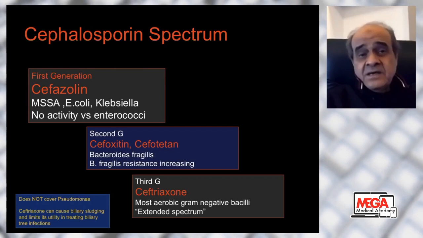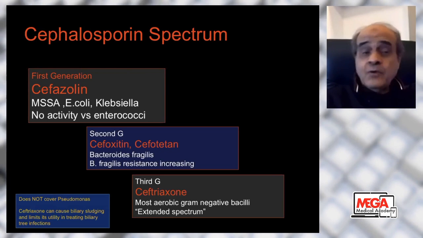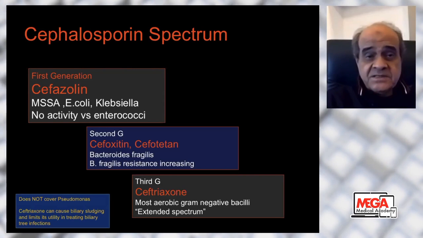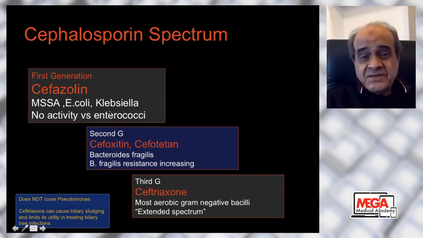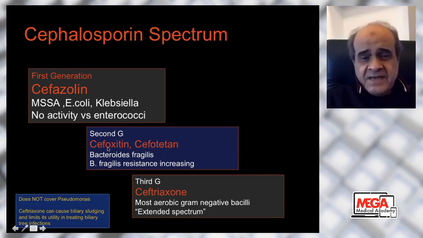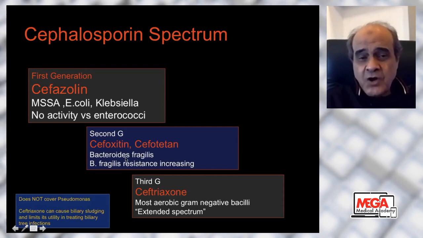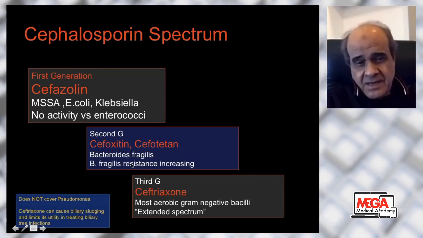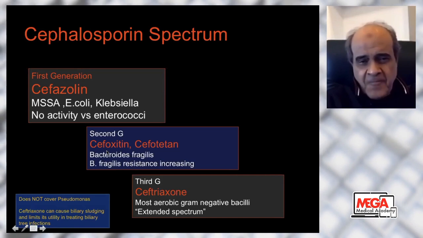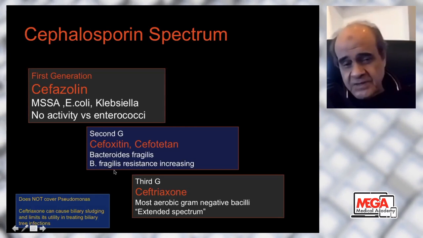If we start to give an idea about the cephalosporin spectrum, we now have about 7 generations of cephalosporins. First generation is like cefazolin, and it can attack methicillin-sensitive Staph aureus, E. coli, Klebsiella, with no activity versus the enterococci. Most cephalosporins do not affect enterococci. Second generation, cefoxitin and cefotetan, can cover Bacteroides fragilis, as resistance is increasing. As we increase in generation, the coverage of anaerobic bacteria by cephalosporins decreases. The first and second generation may affect anaerobic bacteria like Bacteroides fragilis, but in the third and fourth it is not effective against anaerobes.